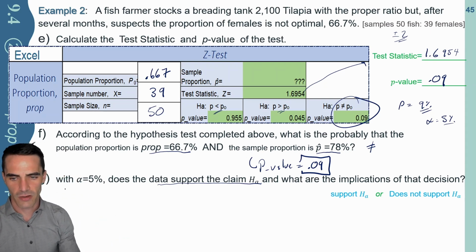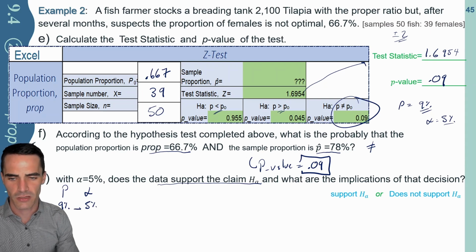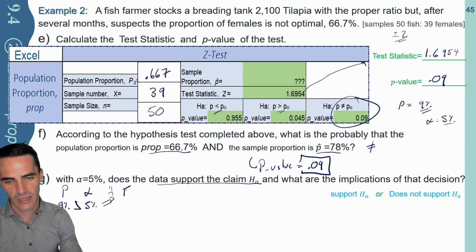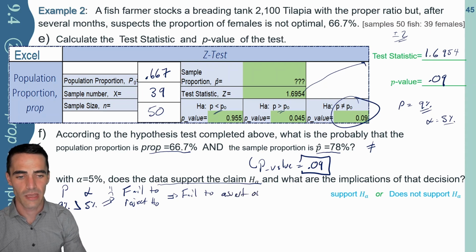And notice I have a comparison to make. I have p and I have alpha. My p-value was sitting at 9%. Alpha is at 5%. If you're getting kind of worried, maybe embarrassed about being up here making a claim, well, that's a solid feeling. It looks like p greater than alpha. Bummer. Fail to reject the null hypothesis.